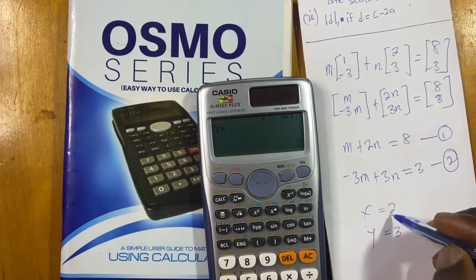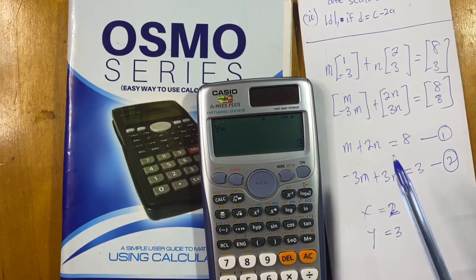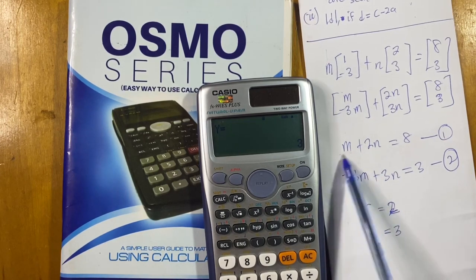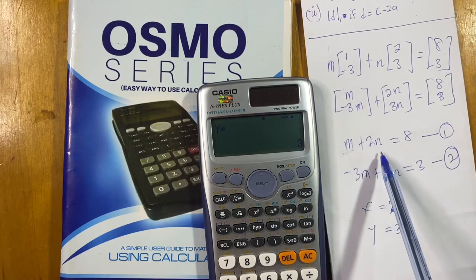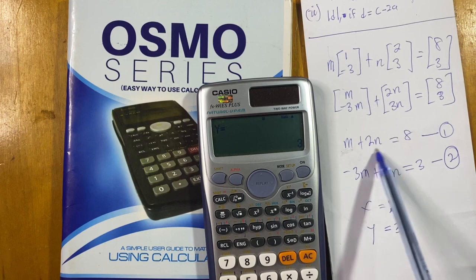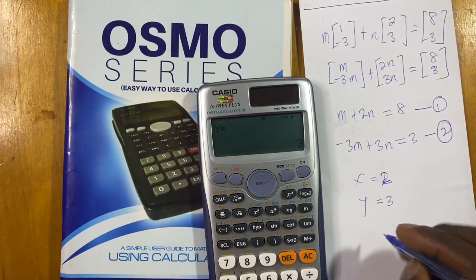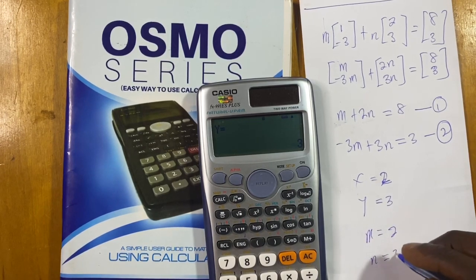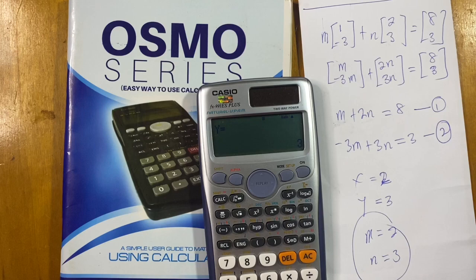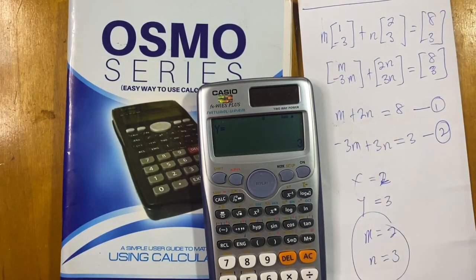Now this is very important. Always the x is the first value. We use the first value to represent x and the second value to represent y. So now M equal to 2, N equal to 3. This is a simple way you can get the answer done. And when you do the substitution, you will get your answer right.